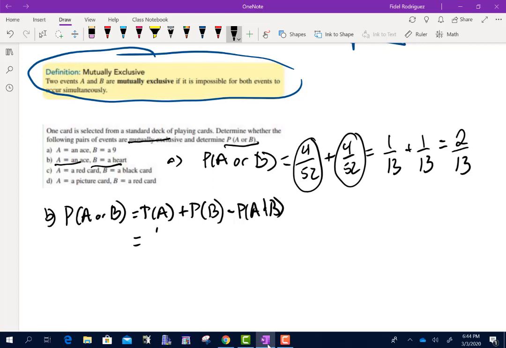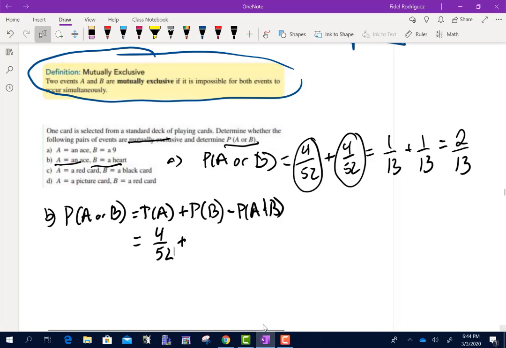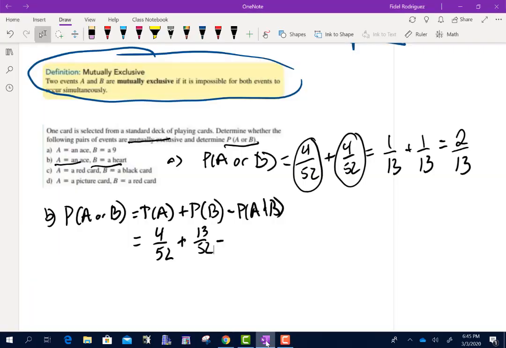Okay. So we know that there's 4 out of 52 for aces. For hearts, again, if I come back to my picture, look at the hearts. 1, 2, 3, 4. It looks like there's 13 of them, right? There's 13 of each suit. So 13 out of 52. Minus how many heart aces do we have? We only have one of them, right? This one right here. So minus 1 out of 52.